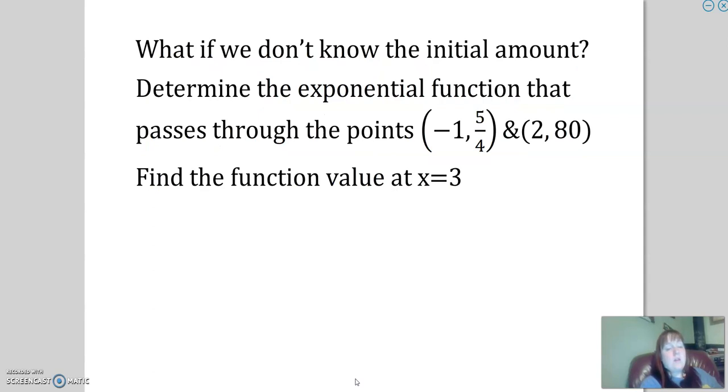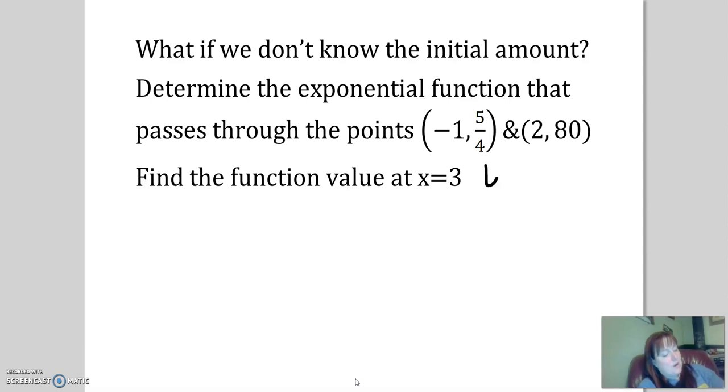So a lot of times we actually don't even have an initial amount, though. We have these 2 different points that are on this function, and we have to figure out what the function is. And this happens not just in exponentials, this happens in a lot of functions. We do this all the time where we say there's some function and it goes through these 2 points, find the function. So we're going to do that.